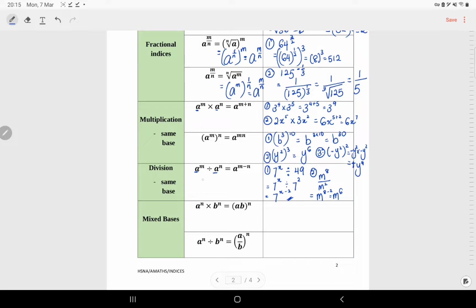What if you have two variables? Let's say m to the power 8 n to the power 6 over m to the power 4 times n. If you look at m, the same base, so you're going to have m to the power 8 minus 4. Then n here, of the same base, so n to the power 6 minus 1. So your final answer is m to the power 4 n to the power 5.